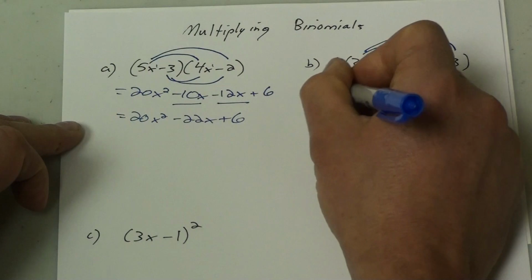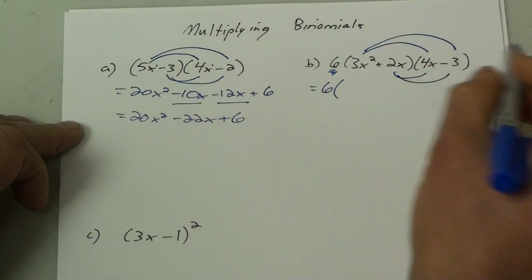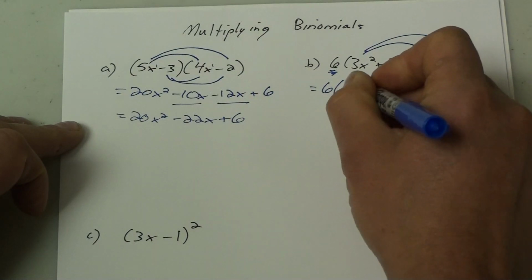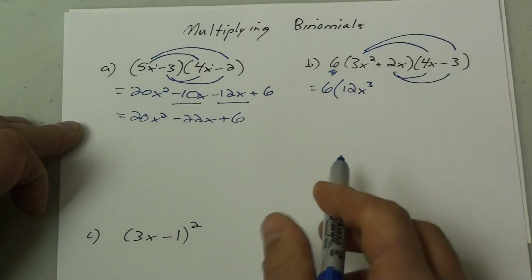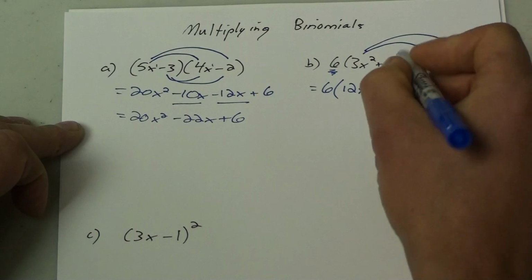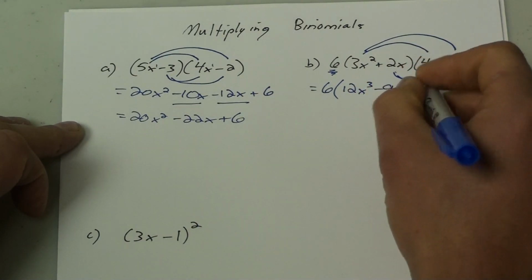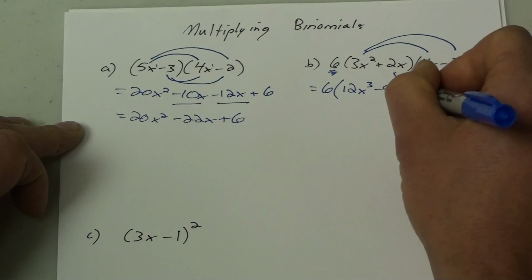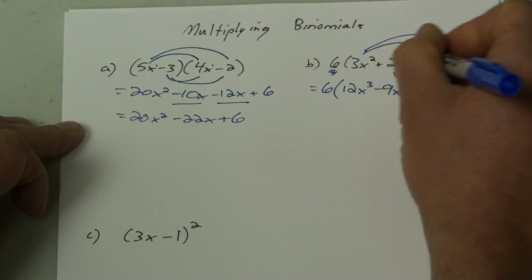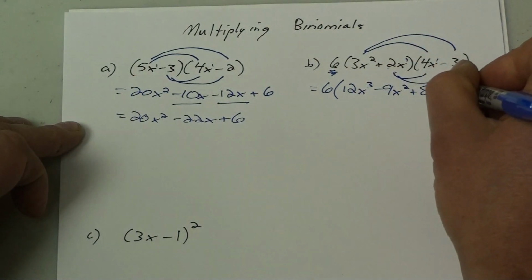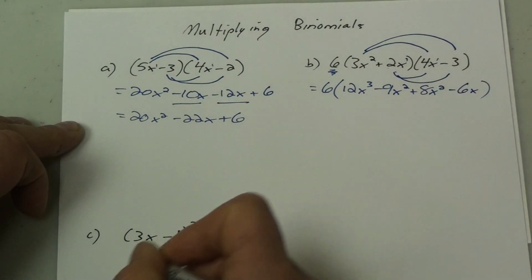So I'm going to have equals 6. Now I'm going to multiply 3x squared in, adding my exponents as I go. So 3x squared times 4x is 12x cubed. Multiply 3x squared into the negative 3 is going to give me negative 9x squared. Then when I multiply the 2x and the 4x, it is going to give me plus 8x squared, adding my invisible ones, exponents. And then 2x and negative 3 is going to give me negative 6x.